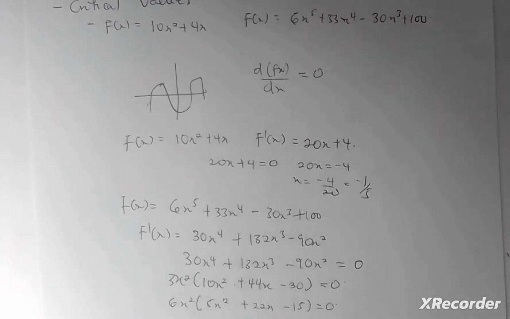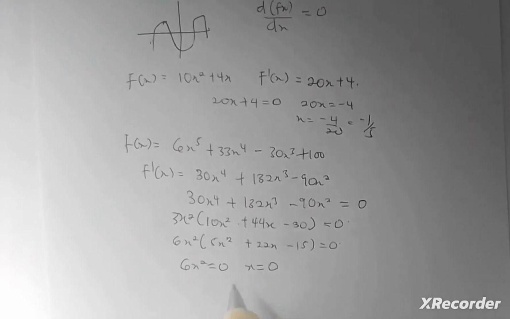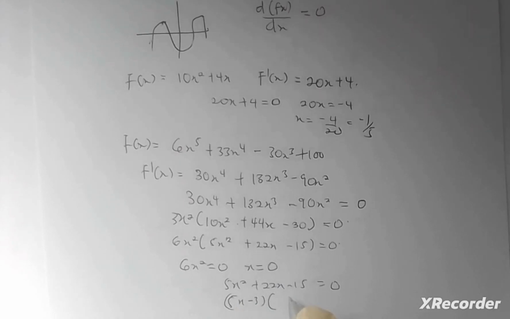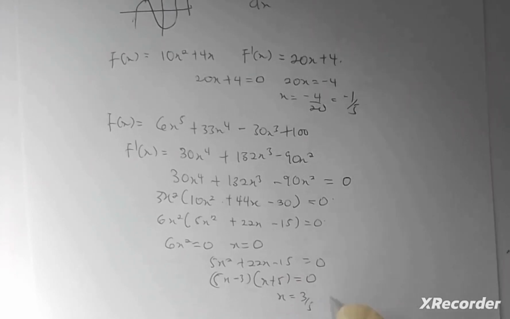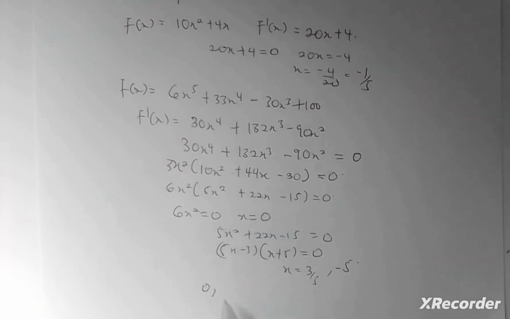At this point, I can see that 6x² = 0, so my x is equal to 0. Then 5x² + 22x - 15 will also be equal to 0. So we find the values that will make this function equal to 0. 5, 22, then -15. Then we are getting (5x - 3)(x + 5) = 0. Therefore, my values of x are going to be 3/5, then -5. Therefore, the critical points of this function are given by 0, 3/5, and -5.